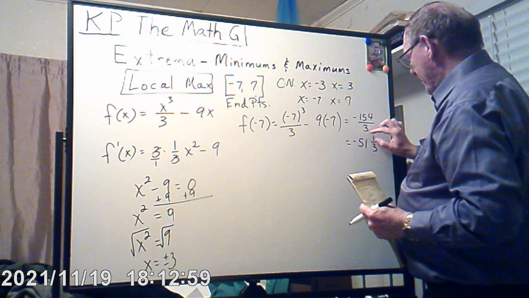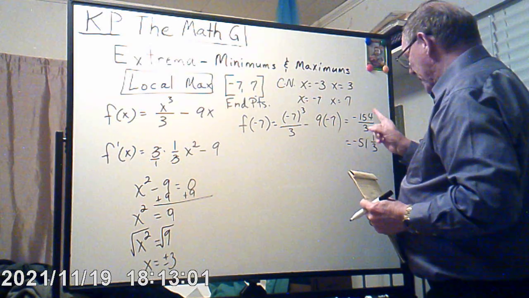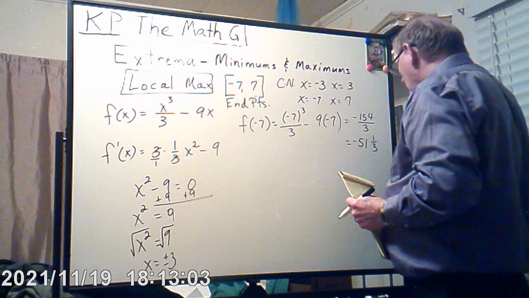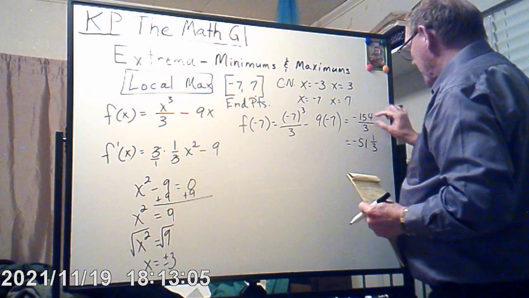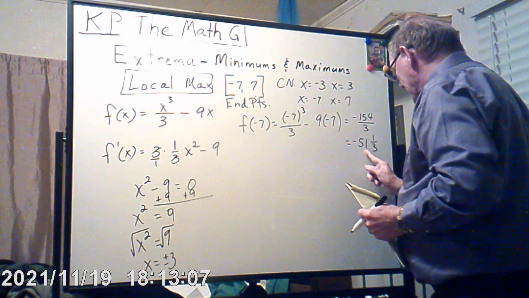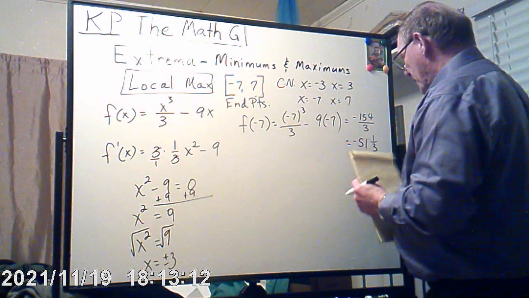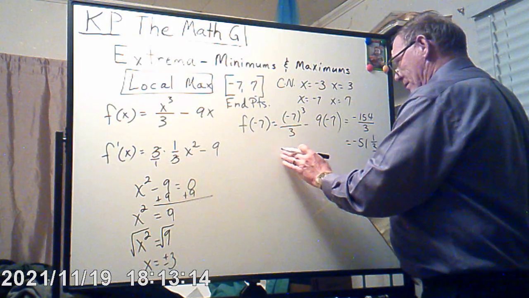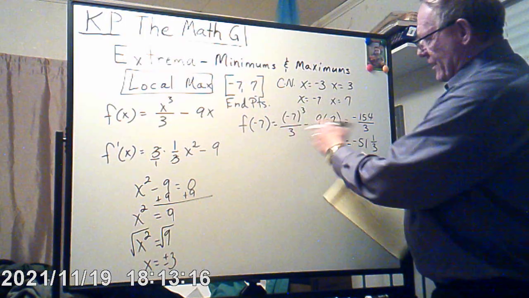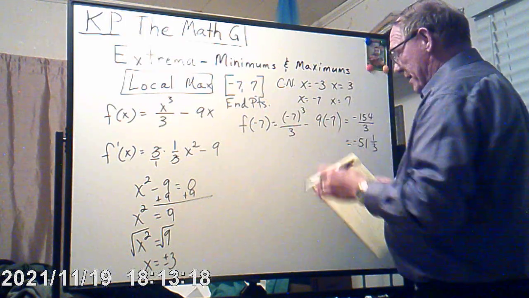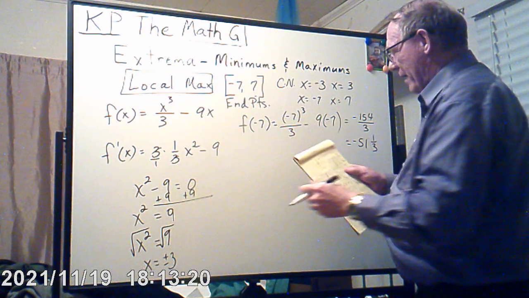15 divided by 3 is 5. Nothing's left over. 4 divided by 3 is 1, and then you got 1/3 left over. Okay. So that's that. I'm going through this, and I'll just show you how I do one by hand.